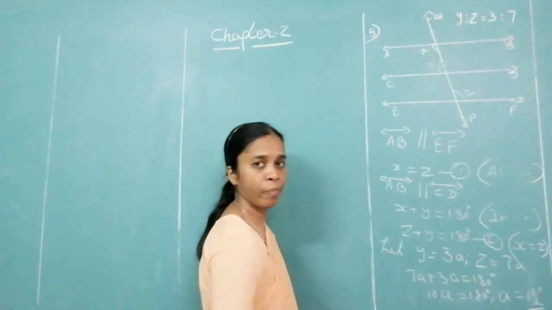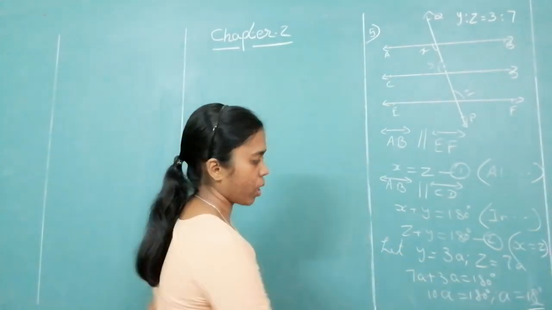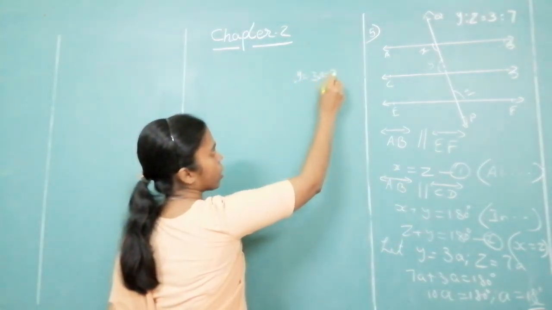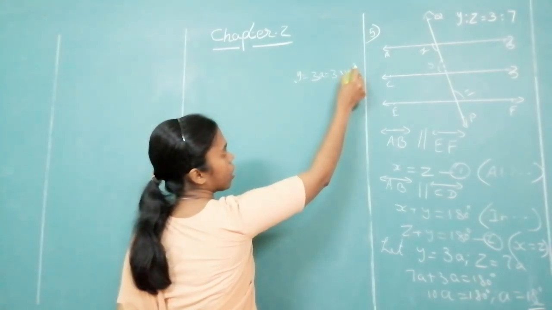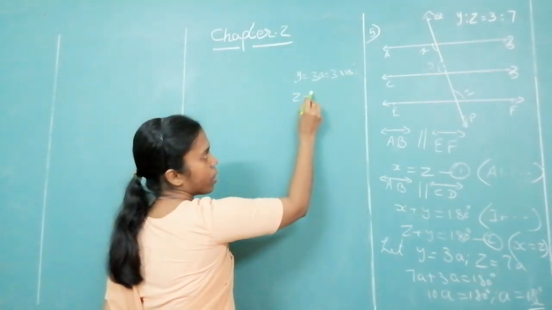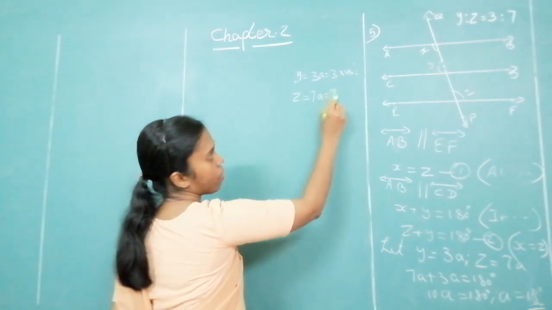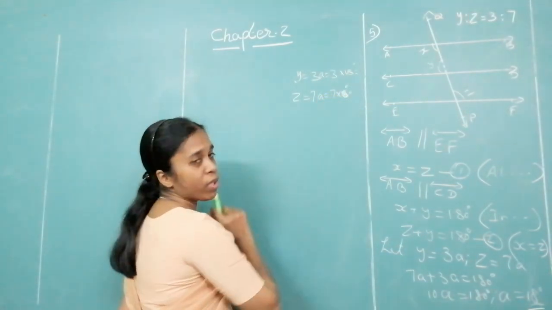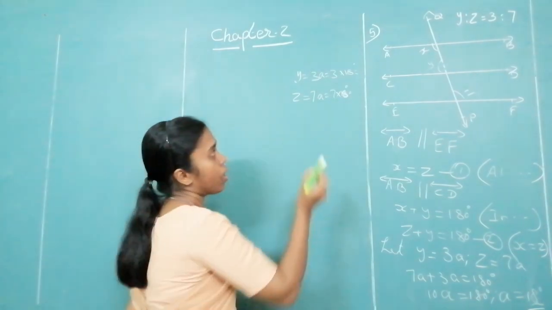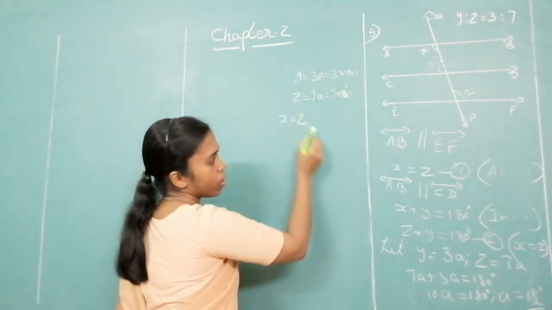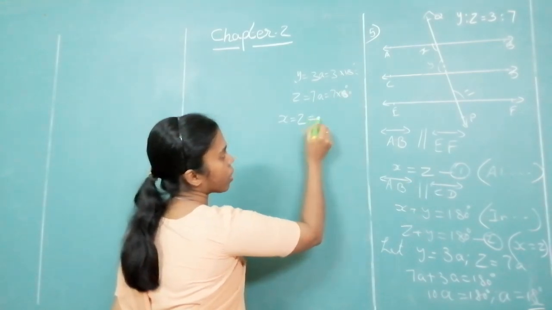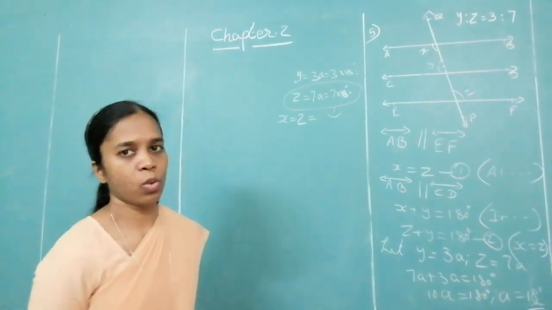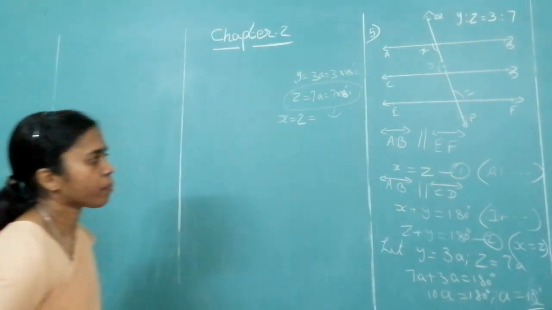This is my a. If a is equal to 18, how much will y be? Y is equal to 3a. That is 3 into 18 degree. Find out. How much is my z? Z is 7a. That is 7 into 18 degree. Find out how much. What are we supposed to find out? X. Now x is equal to z from 1. Therefore x is equal to whatever you get for z over here, that is the same as x. Okay. Please copy.